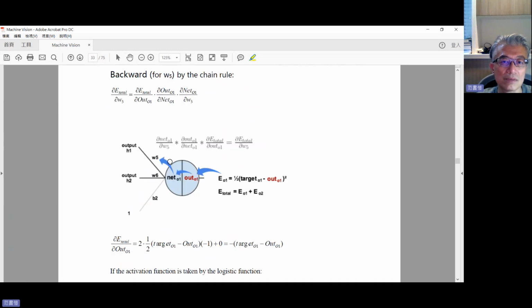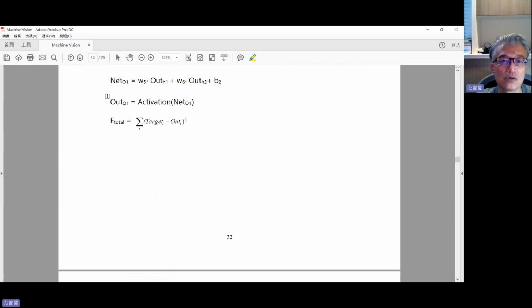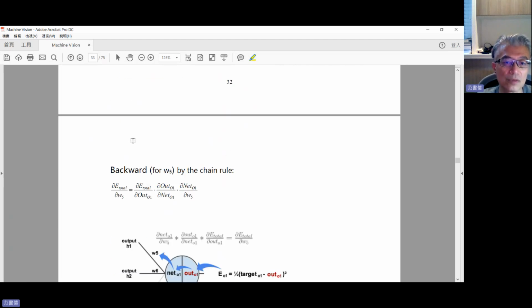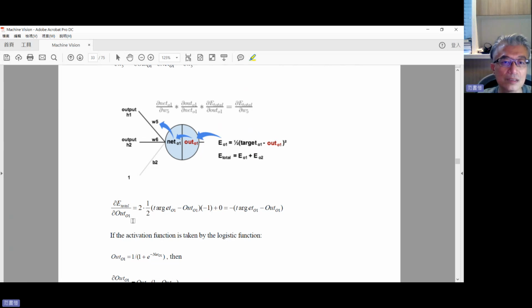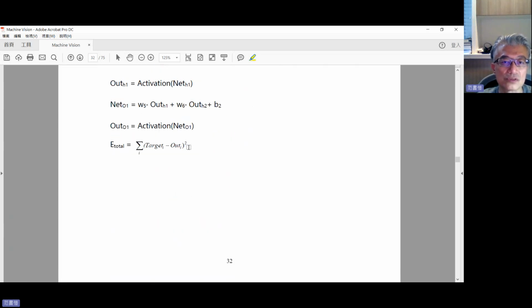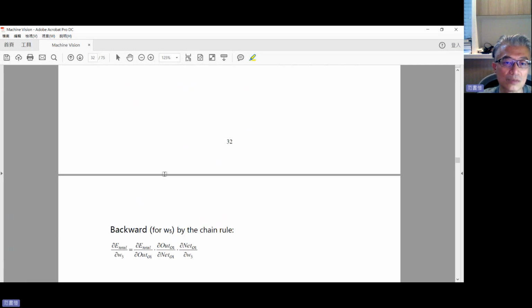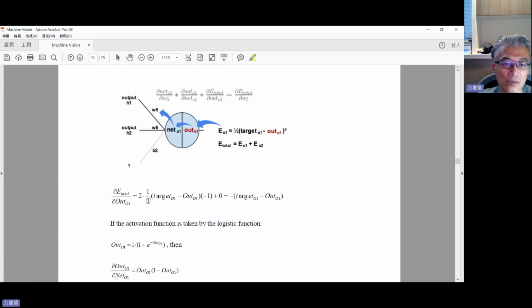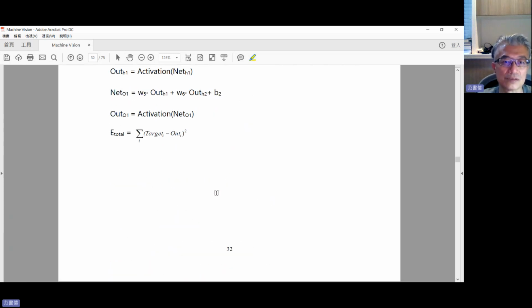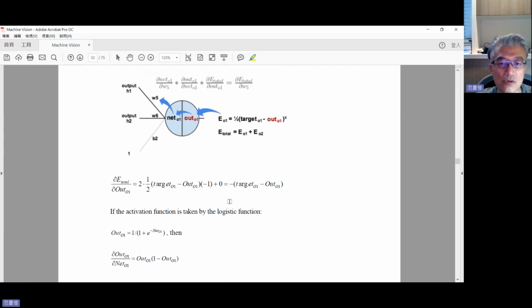With respect to this equation, we take the partial derivative of the total error with respect to output O1. By the chain rule, this is 2 times 1 over 2, times target 1 minus O1, times minus 1, and the second term is 0. So after arrangement, after cancelling out, this is minus (target O1 minus O1).